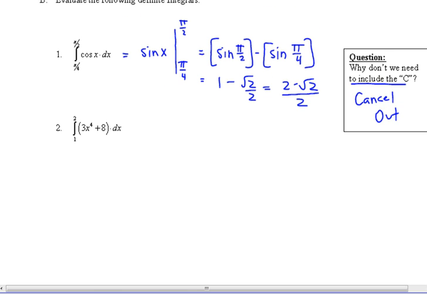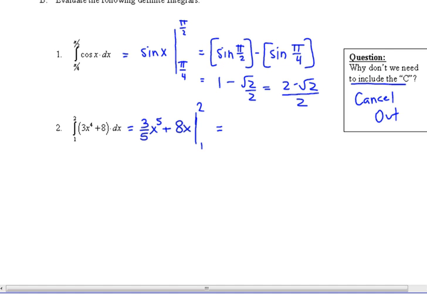Okay, so we already integrated this before. We found it to be 3 over 5 x to the 5 plus 8x. Do I need the plus c? No. And we're evaluating it from 1 to 2. No, you can't do that because of subtraction. So I just got a common denominator. Yes, 2 minus 2 root 2 over 2, that sure is a lot of 2's.